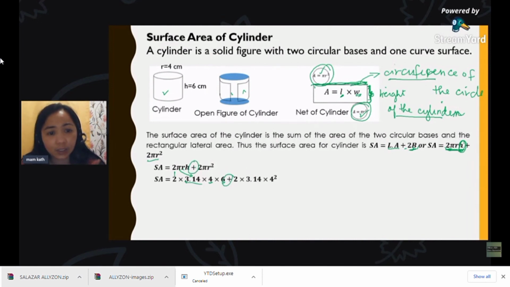plus 2 pi r is 4, r squared. So we have here, saan nanggaling 150.72? Nanggaling yan dito sa 2 pi r height. Plus 100.48, nanggaling naman yan dito sa 2 pi r squared. So we get surface area is equal to 251.2 centimeters squared. So this is the surface area of this cylinder.